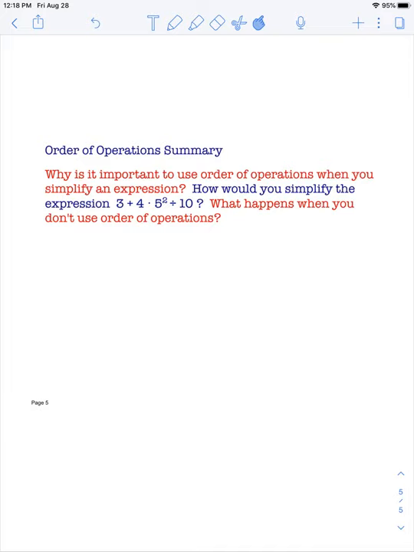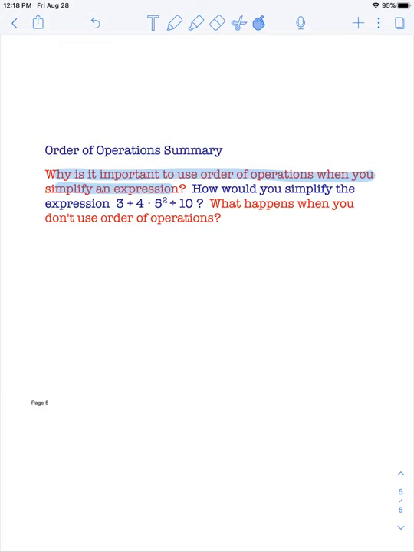All right, we'll wrap it up with some summary questions. Why is it important to use order of operations when you simplify an expression? Well, if you use a different order, you're going to get different answers. So if you're not using the same order of operations that math is supposed to use, you're going to get a different answer, and then you don't know which one is right.